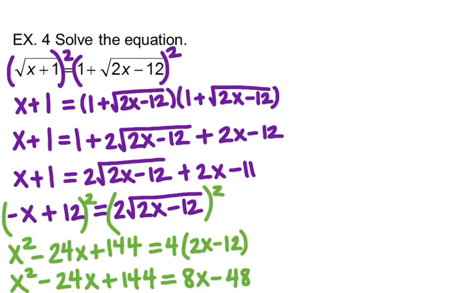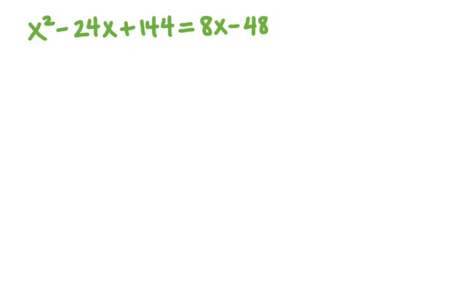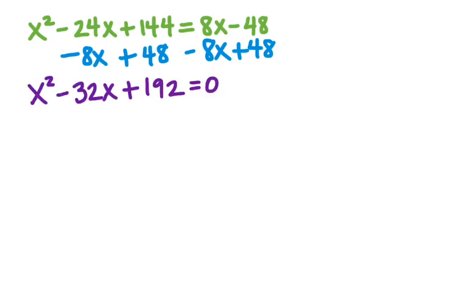I'm going to go to a new slide, and I'm going to keep that same equation so that we can move on from here. I've cleared out all of my radicals. Now I notice this is a quadratic equation, so I need to move everything to one side and set it equal to 0 in order to solve. So I'm going to subtract 8x and add 48. So that's going to give me x squared minus 32x plus 192 equals 0. Now remember from Algebra 2, anytime you have a quadratic function, you can use the quadratic formula, but if the problem is factorable, it's easier to factor it instead. So I'm going to factor this one.